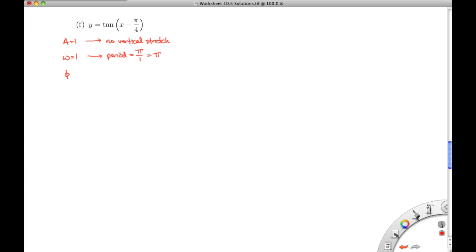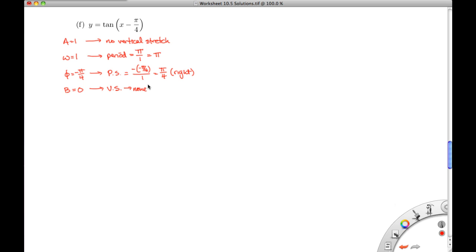Our phi in this case is minus pi over 4. So our phase shift is going to be minus phi divided by omega, which is going to give us pi over 4. And since it's positive, it's going to go to the right. And then b, surprise, surprise, is 0. So we don't have a vertical shift.